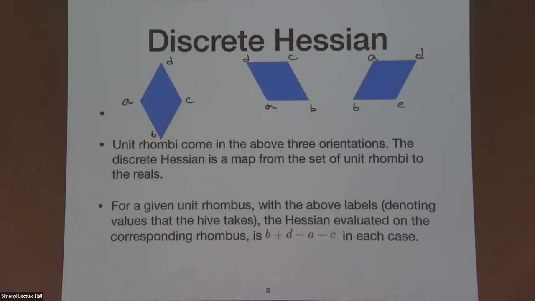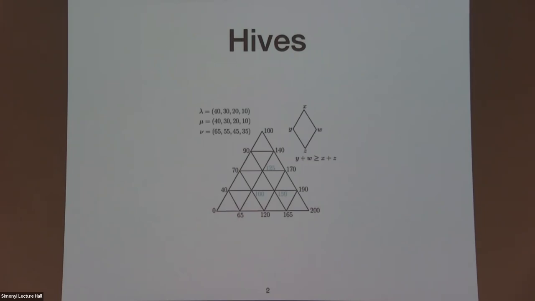So we'll be needing to talk about the discrete Hessian. Would you go back to that? I want to make sure I understand the conditions. Yeah. So for each rhombus, the sum on the shorter diagonal has to be at least the sum on the longer one. And then apart from that, you put some weights on. That's the constraint. Yeah, that's the only constraint. The constraint is that if you take the piecewise linear function with those boundary values in each triangle, then it's a concave surface.